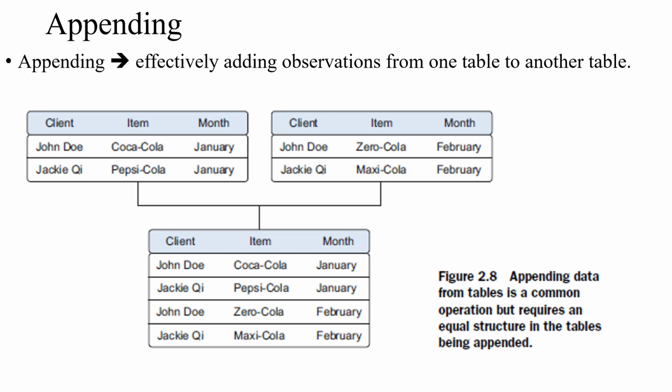And one more example: in both tables, the client, item, and month columns are the same number of columns. Since it is appending, there is a chance for repetition also. See, the data is repeated, but the item differs, because in January these guys bought this, and in February they bought this. So it is called appending the data at the end.